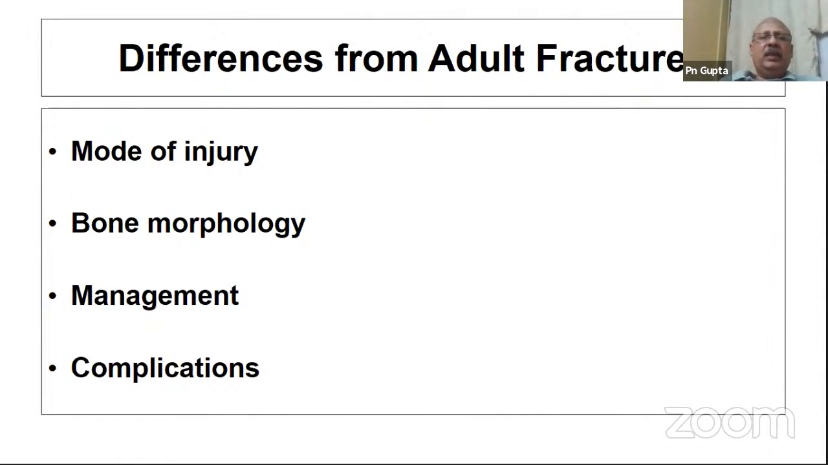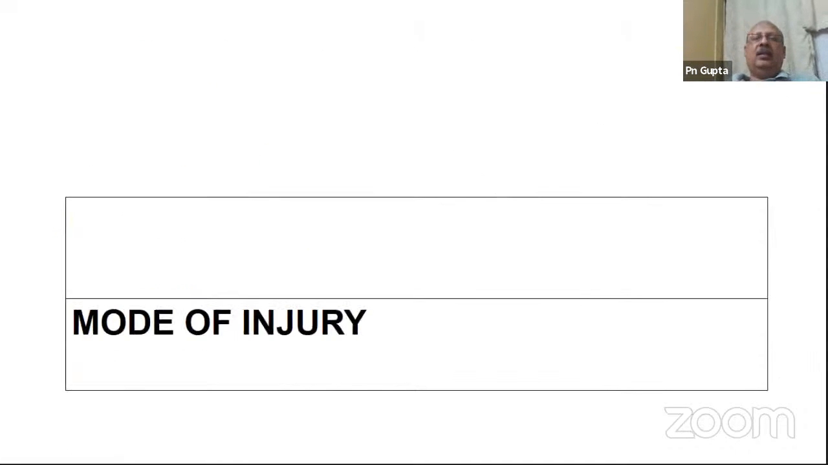So what are the basic differences from adult fractures? The mode of injury is usually different. The bone morphology is different. That means the fracture patterns could be different. The management is different, and the complications are also different from adults. And please remember that children are not mini adults. They have a different anatomy and different behavior of fractures.